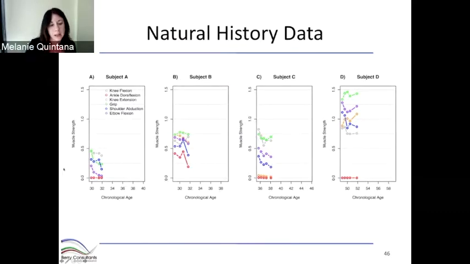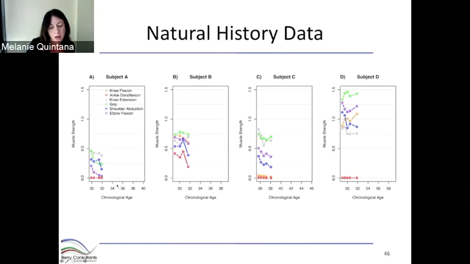This is what the data actually looks like, the raw data for individuals. So subject A here, red is dorsiflexion. They're completely progressed on dorsiflexion. Purple is elbow flexion. You can see they're actively progressing more on grip, elbow flexion, and maybe shoulder abduction. And they were about 30 years old at the time of the study. Subject B is kind of flat on the upper extremities, but actively progressing sort of on ankle dorsiflexion, and also at about 30 years old.